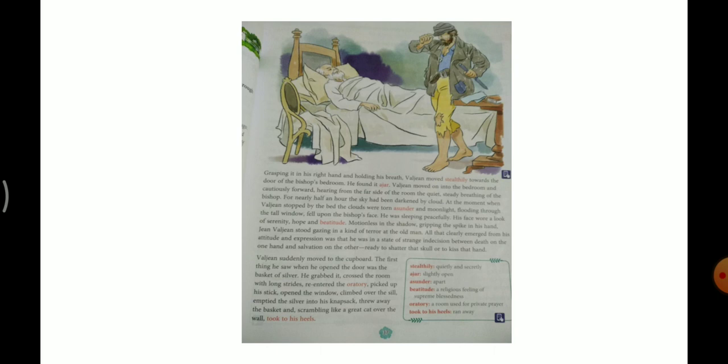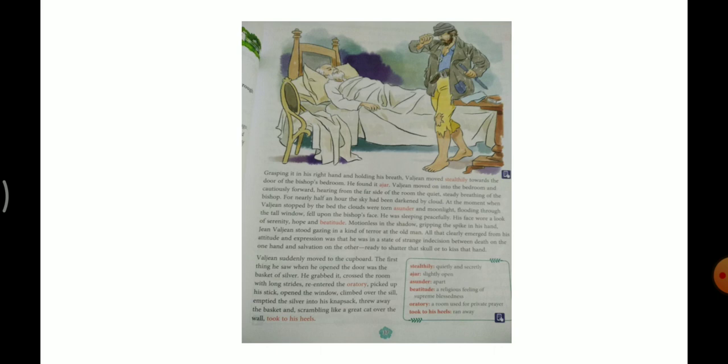Virgil suddenly moved to the cupboard. The first thing that he saw when he opened the door was a basket of silver. He grabbed it, crossed the room with long strides, re-entered the oratory, picked up his stick, opened the window, climbed over the sill, emptied the silver in his knapsack, threw away the basket, and, scrambling like a great cat over the wall, took to his heels.